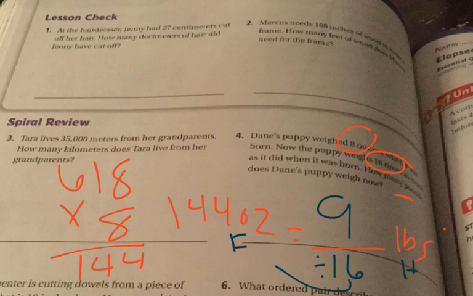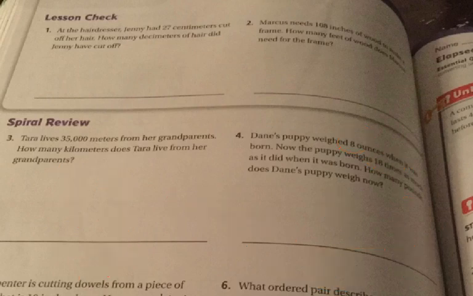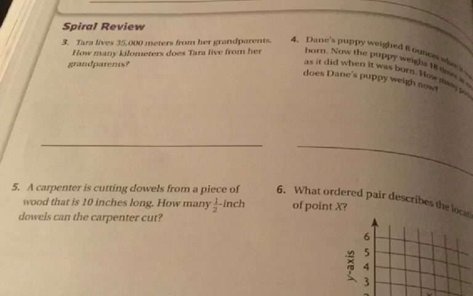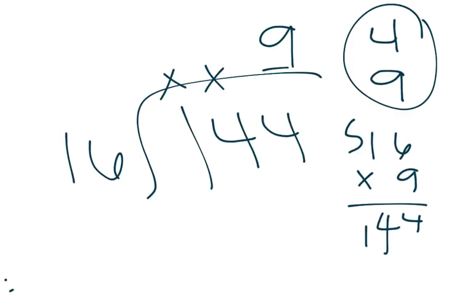A carpenter is cutting dowels. A dowel would be like a piece of wood, or kind of like a rod, that is 10 inches long. How many half inch dowels can the carpenter cut? So think about this. He has 10 inches: 1 inch, 2 inch, 3 inch, 4 inch, 5 inch, 6 inch, 7 inch, 8 inch, 9 inch, 10 inch.